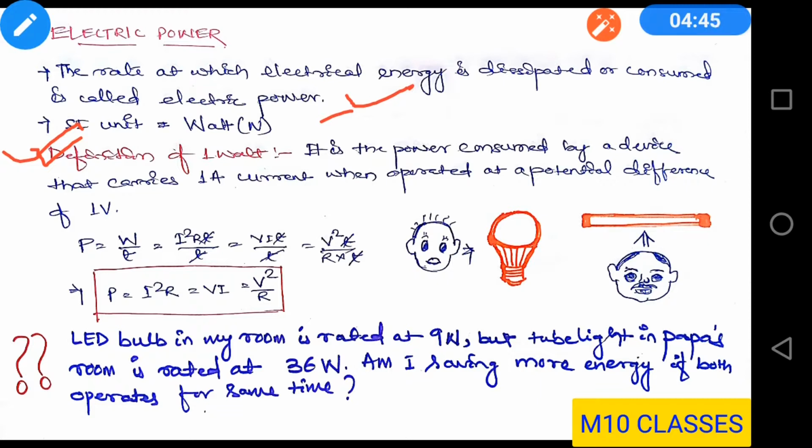Now what is the formula? Power equals work done by time. Here the work done can be written as the amount of heat generated also. From Joule's law of heating you have got heat equals I square RT, VIT and V square T by R. Now putting that formula, you'll get P equals I square R, VI and V square by R. This is the formula we are going to use in the numericals.